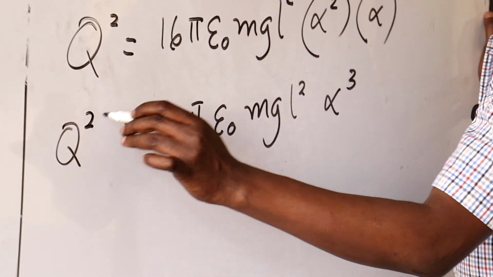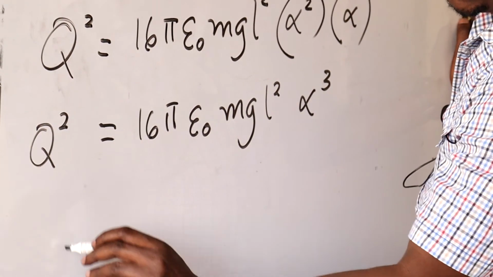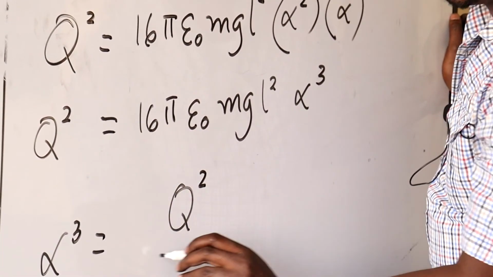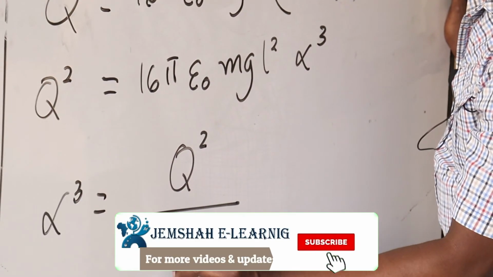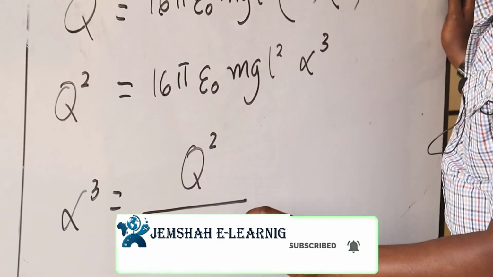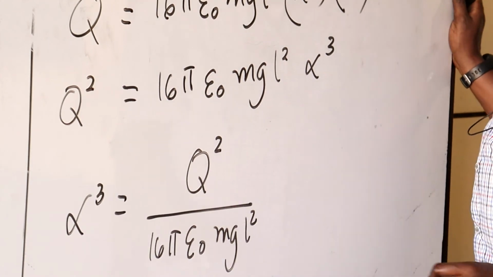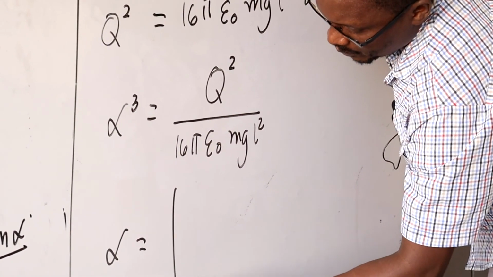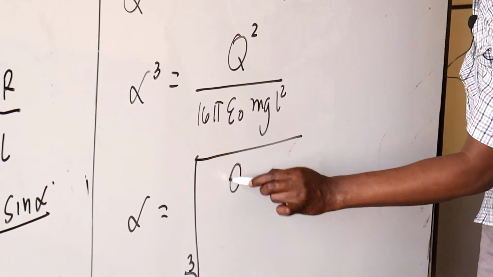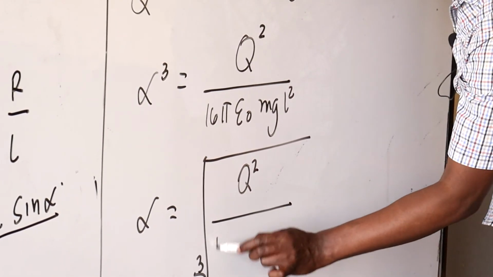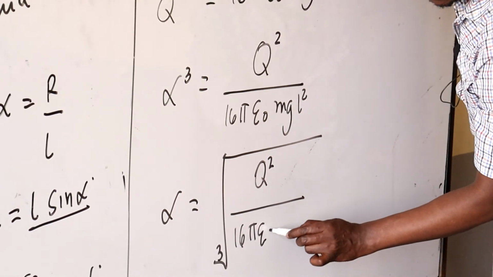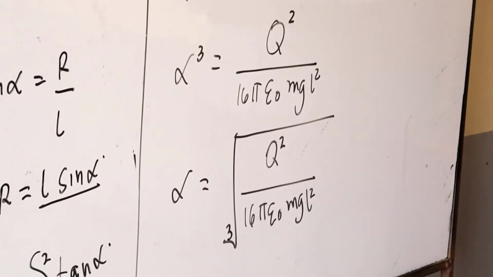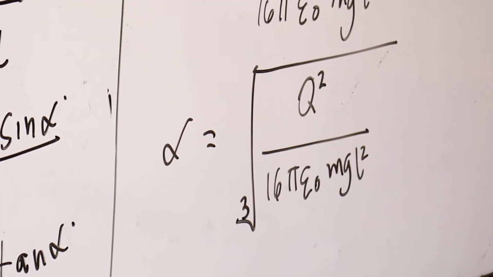That is the same as Q squared. So that if we make alpha cubed the subject, alpha cubed equals Q squared over (16 pi epsilon naught mg L squared), and so our alpha will be what? The cube root of Q squared all over 16 pi epsilon naught mg L squared. And so that is our solution for that particular example.